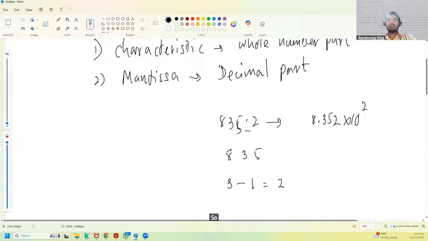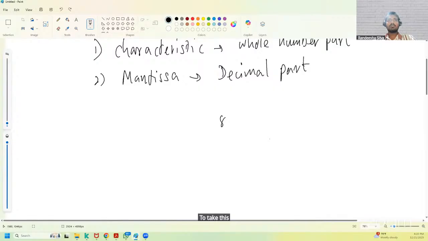If I extend this again, 8.352 into 100, if I do this again we have to multiply, right? Then again we will get this number. So why are we taking this characteristic? To identify how many powers of 10 we need to have to bring this to one digit before the decimal point. So write down for the characteristic: the whole number part.